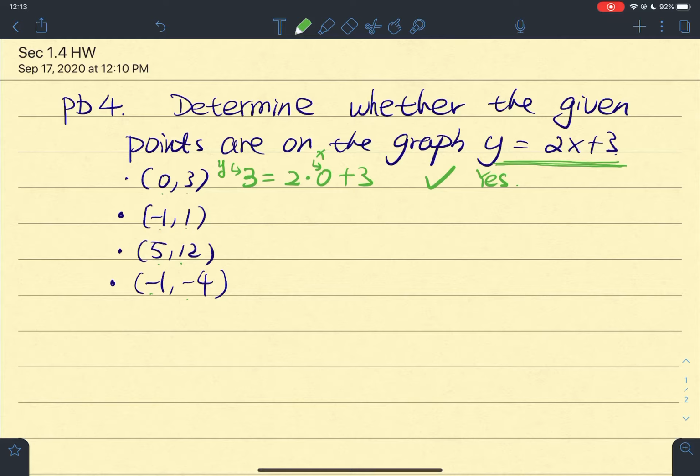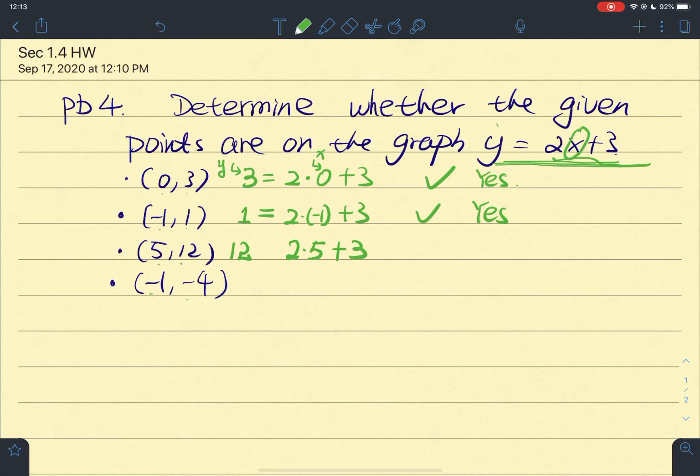The next thing, let's try the same. Here y is the same as twice negative 1 plus 3. Clearly it is an equality, so yes, the point lies on the graph of that expression, 2x plus 3. The next one, the y component is 12 and the x component is 5, so it's 2 times 5 plus 3. Again, you keep replacing the x and y in your expression, and you realize they do not equal each other, so no, the point (5, 12) does not lie on the graph of the equation.